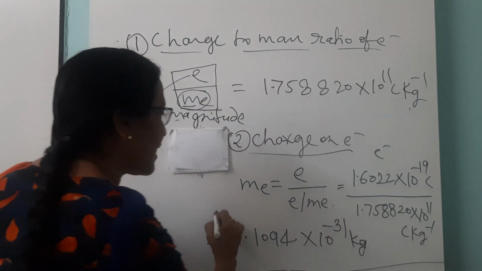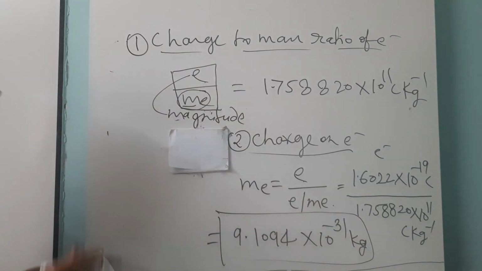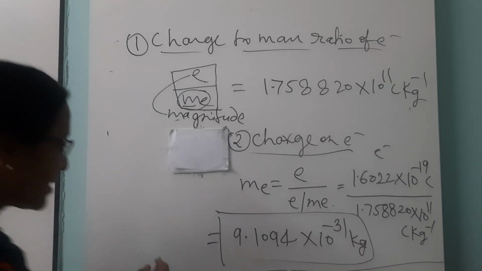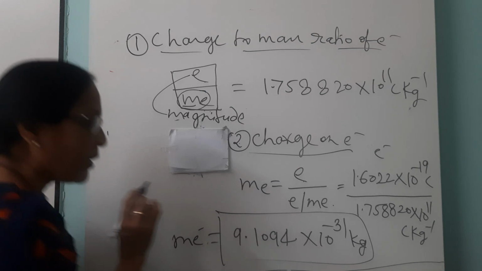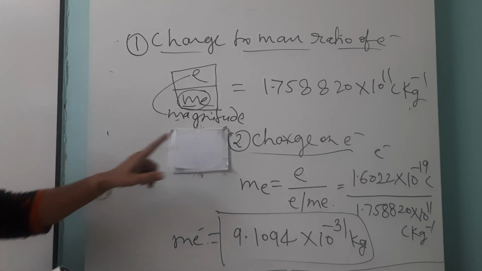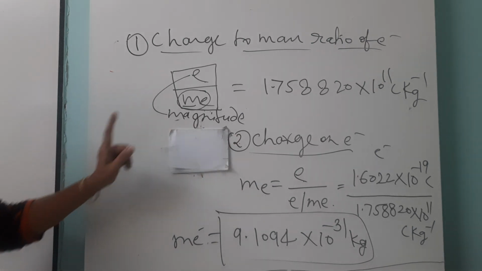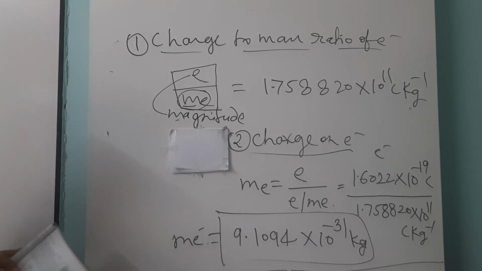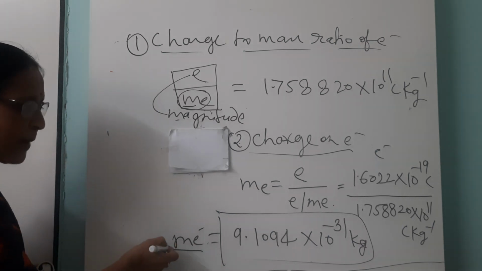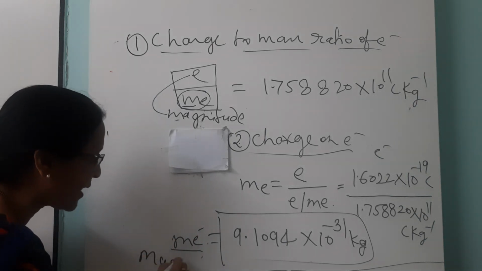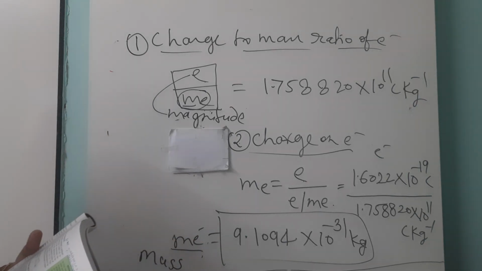You also check the answer, students. I am writing it here. This is the value of m_e, the mass of the electron. This is not the charge of the electron, this is the mass. The charge on the electron is negative. This is the m_e value, the mass of the electron, calculated using Thomson's value of e upon m_e. Okay, this is mass, do not get confused, students.